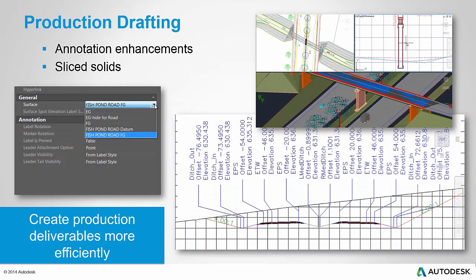Next, when it comes to production drafting, we'll see a couple of things have been added to the application, one of which is annotation enhancements. We'll touch on both of those. The other is sliced solids. This is some functionality that we've seen in the past, and the ability to project objects maybe into sections. This will give us the ability to slice through objects and project those objects into a profile. And in short, basically the enhancements to production drafting will allow us to be more productive in those deliverables that we create.